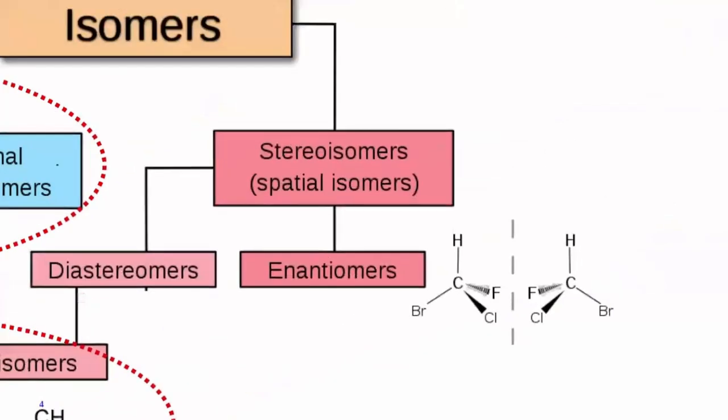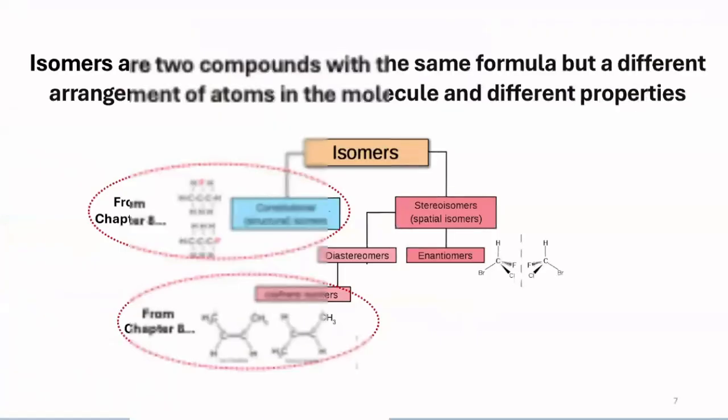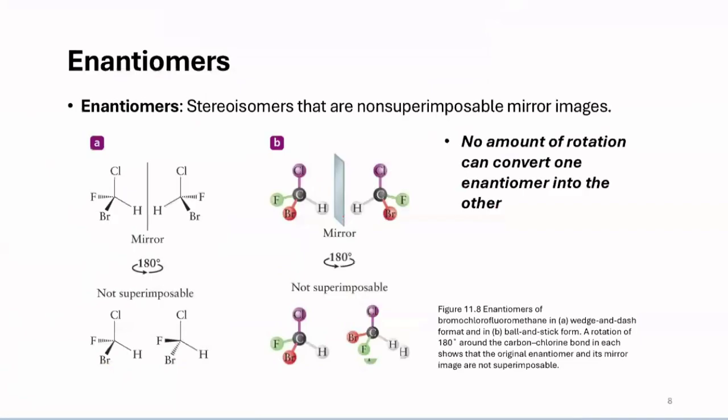There is a different class of stereoisomer. And that separate class of stereoisomer is known as an enantiomer. Let's look at examples and different illustrations to understand better what enantiomers are. Enantiomers are stereoisomers that are non-superimposable mirror images of each other.